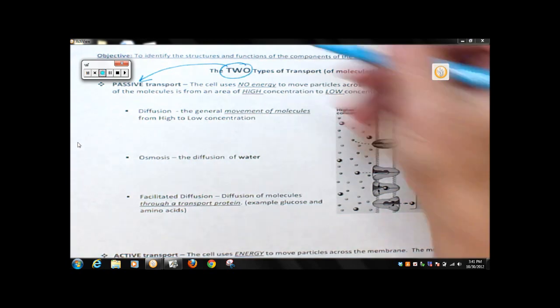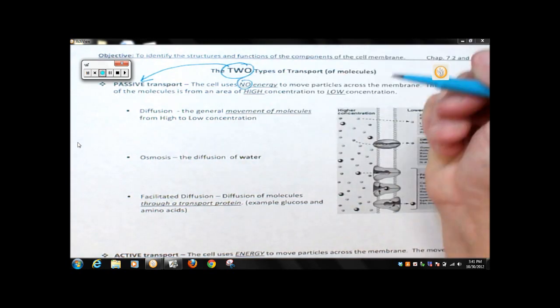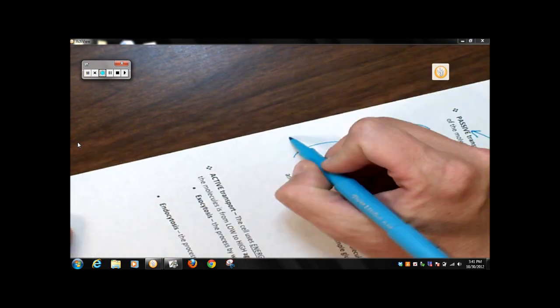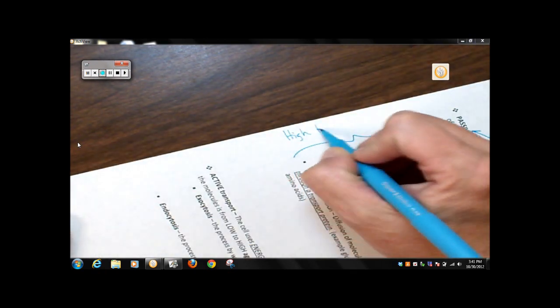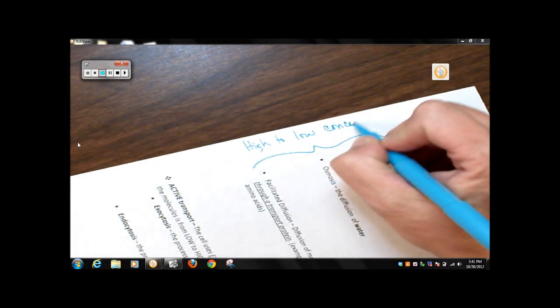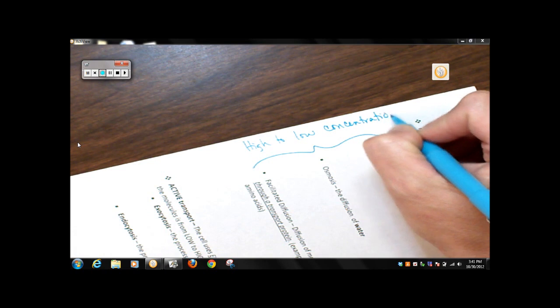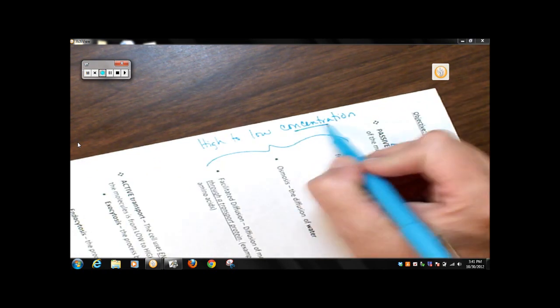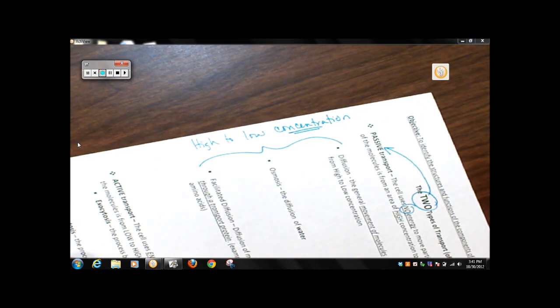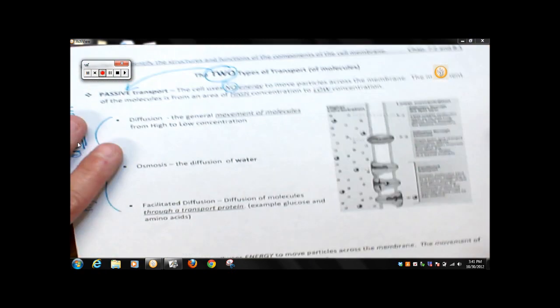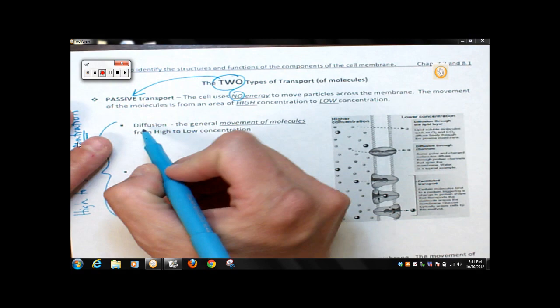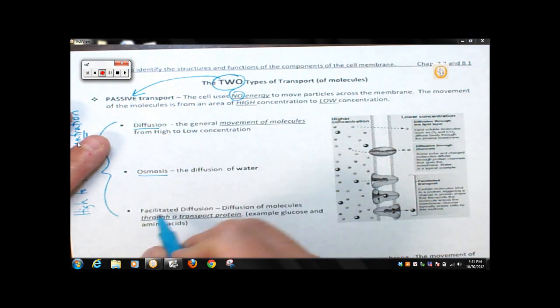Passive transport does not require energy, no energy whatsoever, and molecules are all going to move from an area of high to low concentration. And the thing that is actually going to power the movement is that concentration gradient. So there's three actual types of transport that we've learned about that are passive transport. There's diffusion, osmosis, and facilitated diffusion.